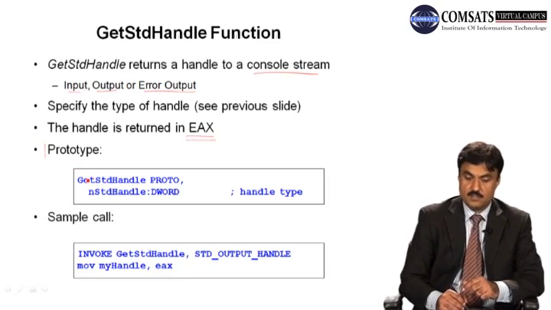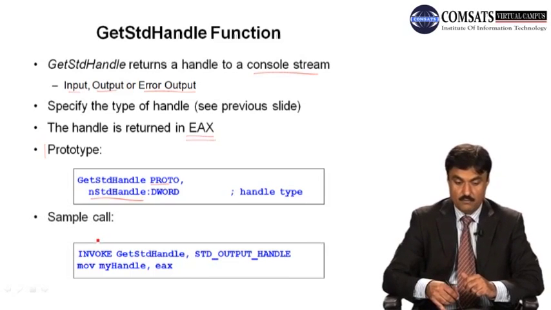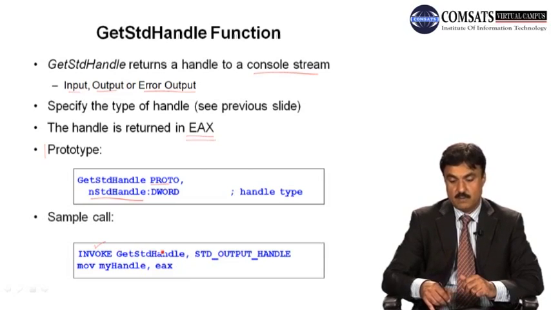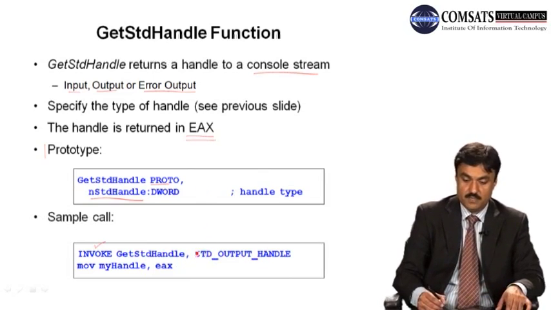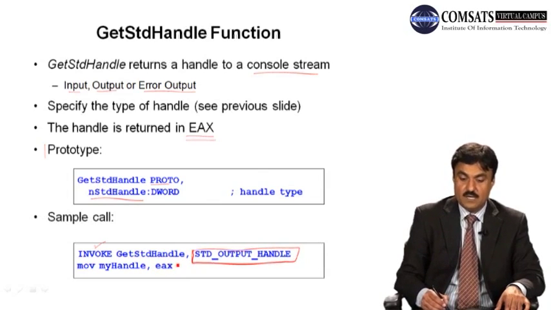For example, take the GetStdHandle prototype. There is only one parameter, the handle type, which is a double word. This is one of the very best examples. We invoke this function, which is the name of the function, and then we have STD_OUTPUT_HANDLE. So we are requesting the standard output handle, and it will be assigned into the EAX.